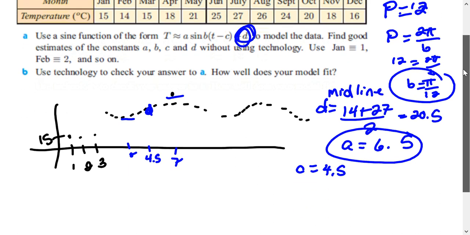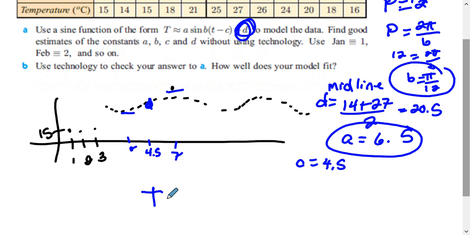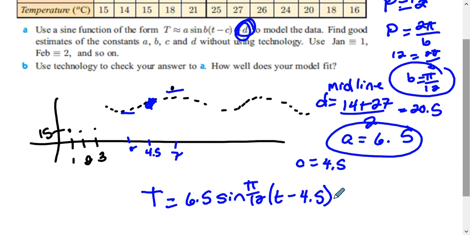So then you can write your equation. T equals A. Let's find our A value. A is 6.5. Sine, because it's the midline going up. If it was cosine, it would be at 7. But it's sine they asked for. B is pi over 12. And then we're not using X, we're using T. Minus C, which we just found was 4.5. And then our vertical shift was up here at 20.5.